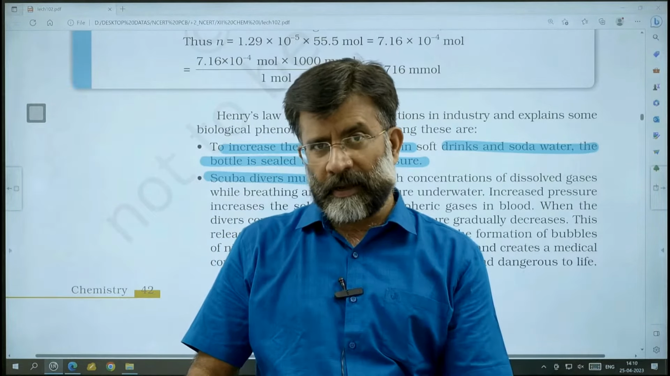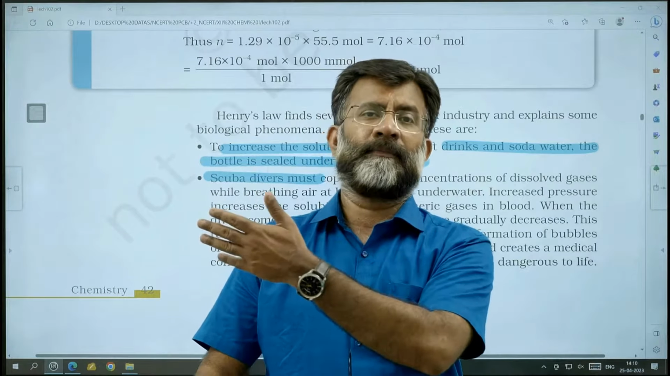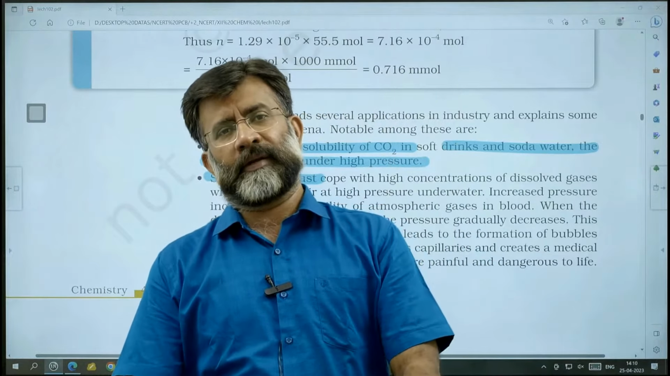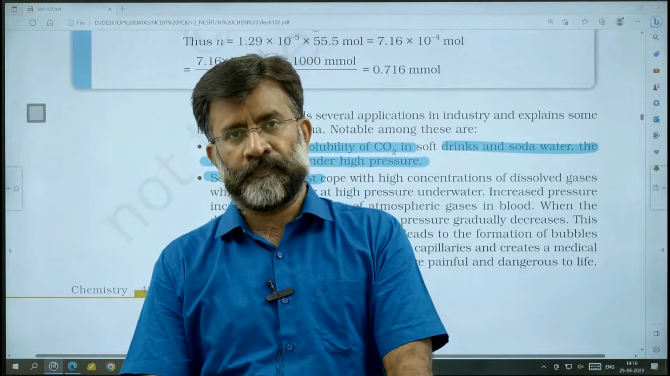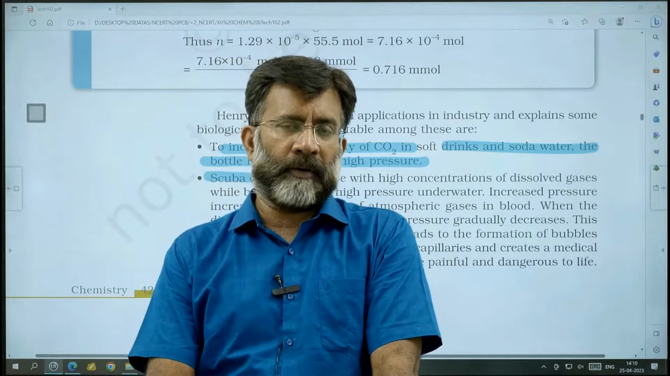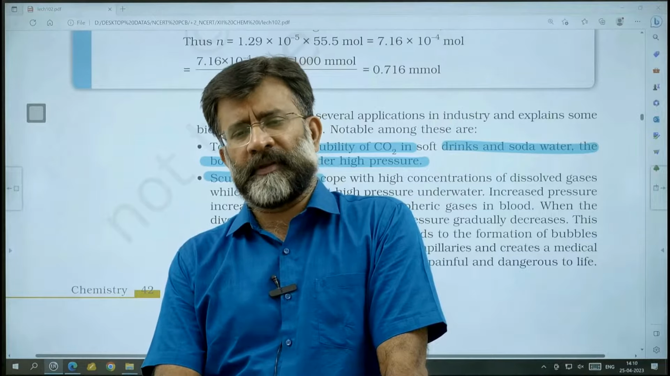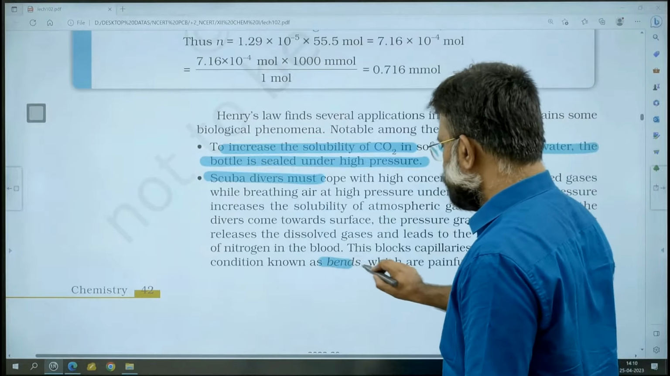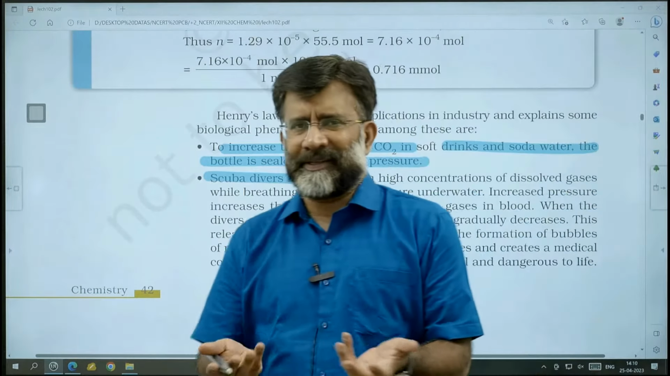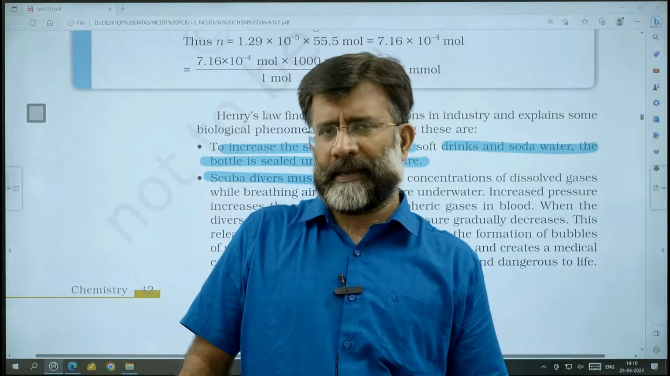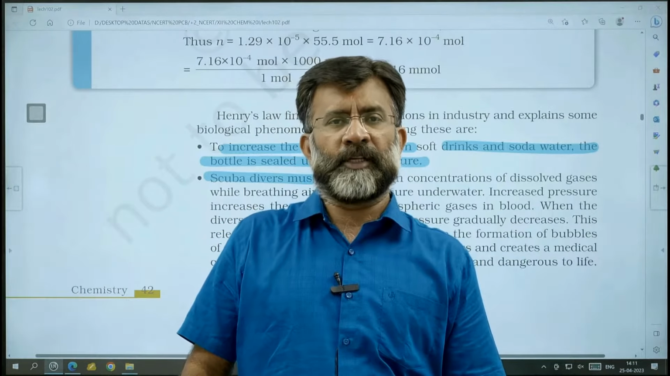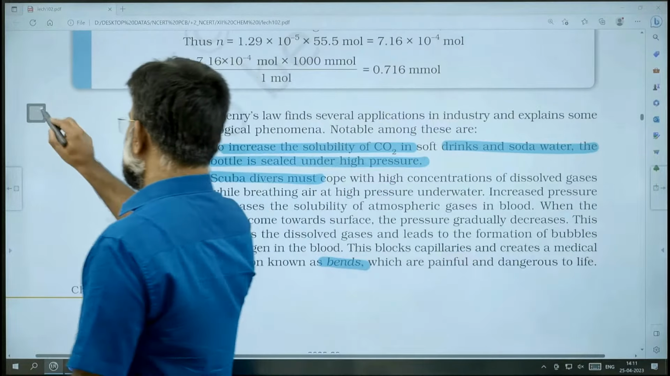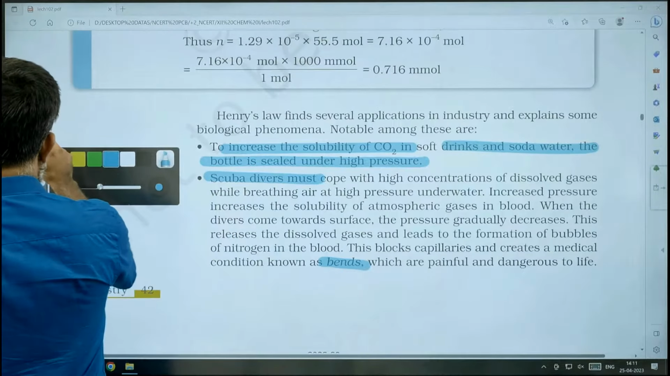But when they come back, the pressure drops and the excess dissolved nitrogen will bubble out of the blood. When it bubbles out, it creates a highly painful situation. We call it bends. It is highly painful and sometimes risky also. So to avoid bends, the respiratory oxygen is diluted with helium. You see what we do?